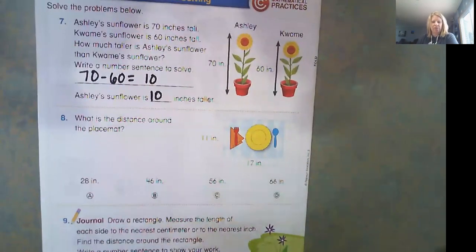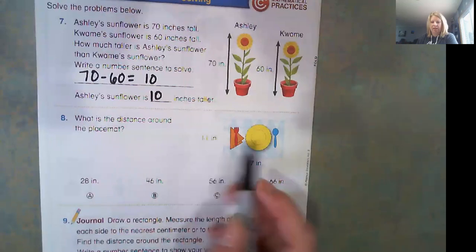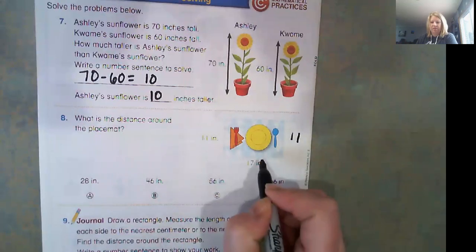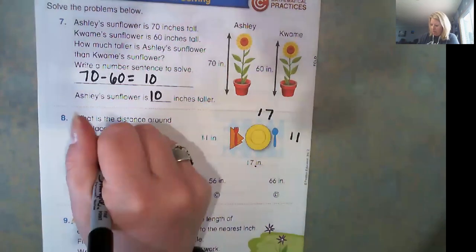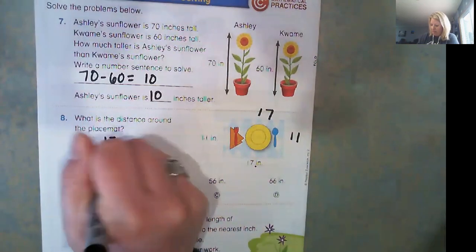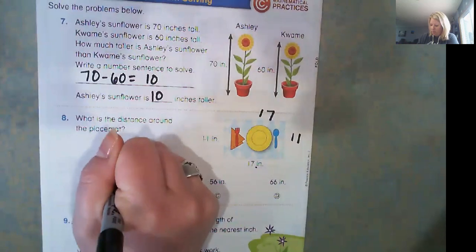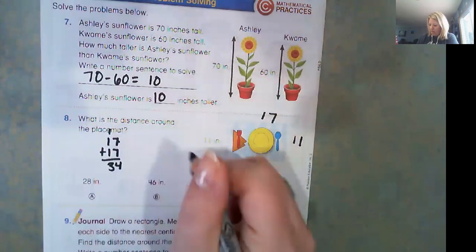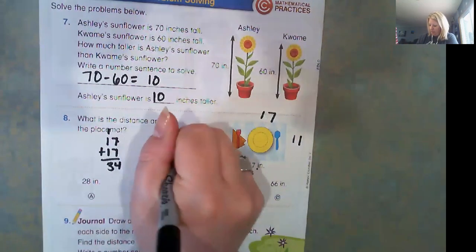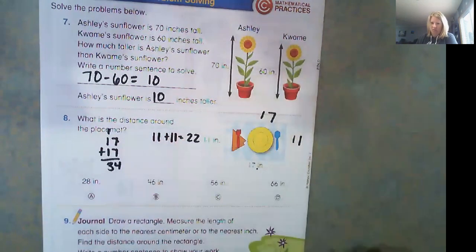What is the distance around this placemat? So this side's 11, so I know this side's also 11. This side's 17, so I know this side's also 17. I'm going to do some adding over here. I'm going to add 17 and 17. 7 and 7 is 14, regroup the 1. 1, 1, 1 is 3. And then 11 plus 11 is 22. That's easy. I don't need to regroup that one.